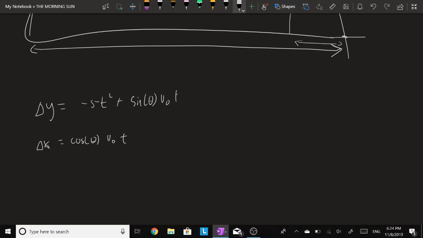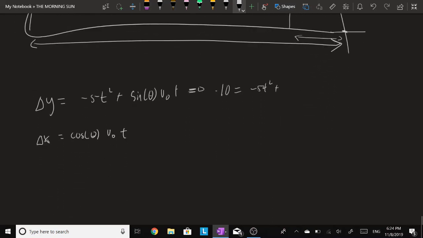How many seconds? They didn't give us the seconds, so what we have to do is find the time. Yeah, exactly. So let's find the time. Delta y is minus 10, and that's equal to minus 5t squared plus sine theta, in this case theta is equal to 30, so sine 30 multiplied by our velocity, which is 12 meters per second, which is just equal to 6. Let's just find the time using the calculator. So minus 5, 6, and 10, we're going to get 2.13 seconds.